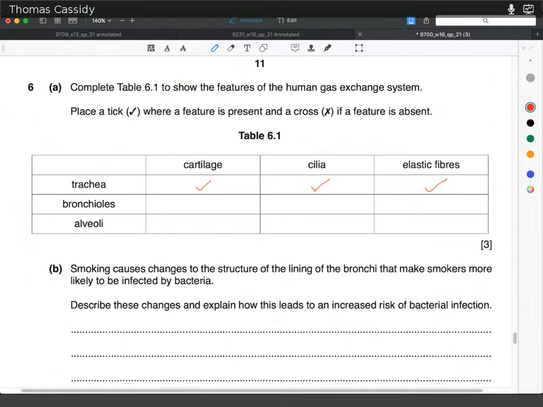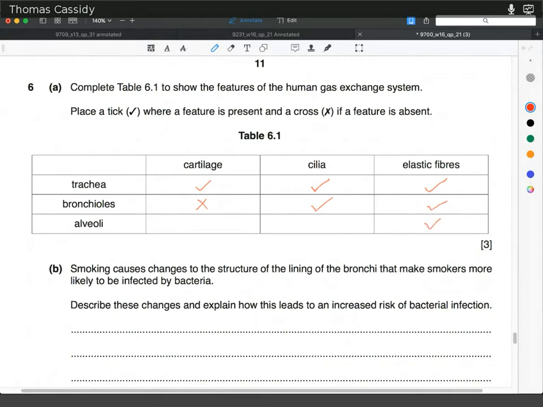As we get smaller, we know we're not going to need as much cartilage anymore, because they're small enough that the force of the air going through them is going to keep them open. So we don't need to worry about that. Cilia, we know it's going to have cilia because, as we just said, we're trying to move the mucus out of these areas, and we've already said they're all going to need elastic fibres.